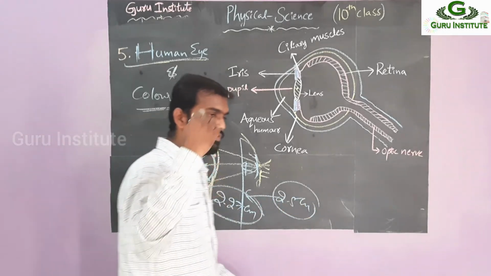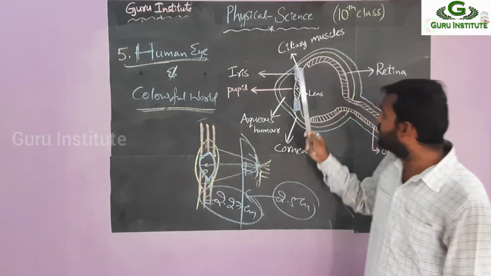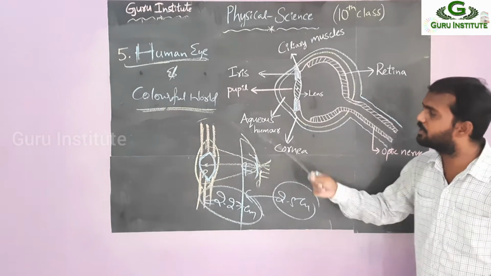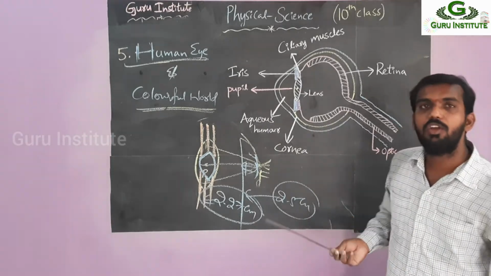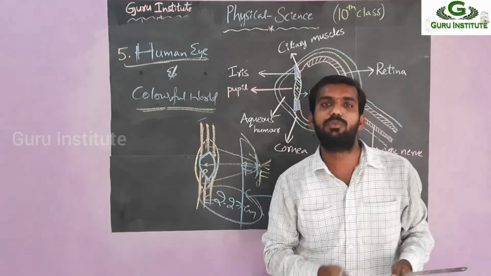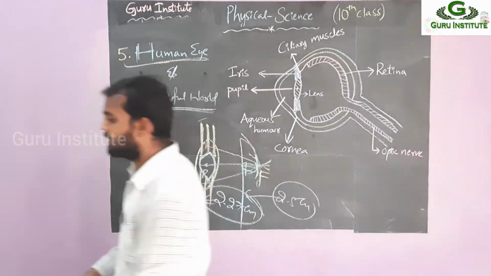Whenever you are seeing a far distance, the ciliary muscles are in this position only. They would not change, so it allows the maximum distance. What is the maximum distance? 2.5. The focal length is 2.5, and you can see a clear image of the far object. But whenever you see a nearer object, it will be compressed like this.